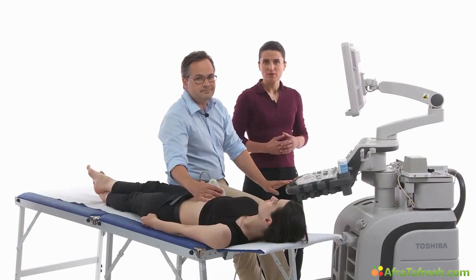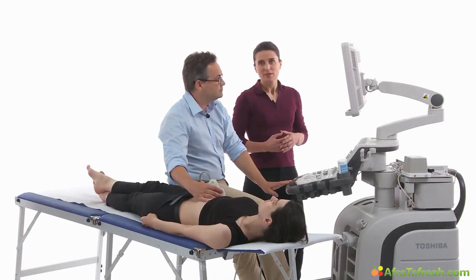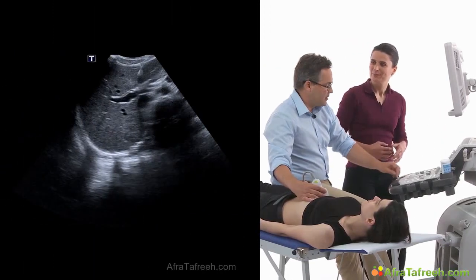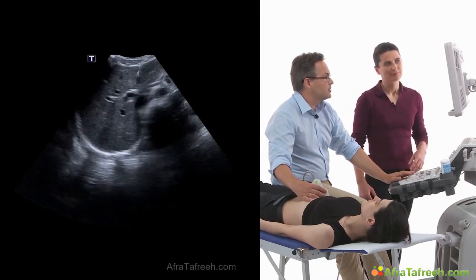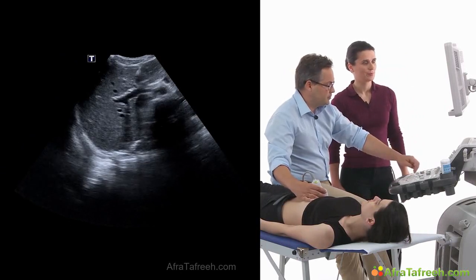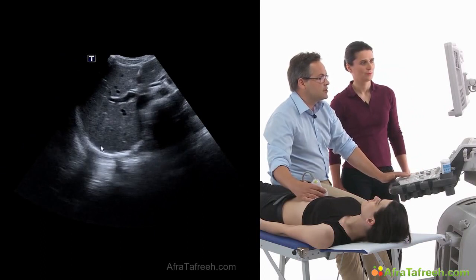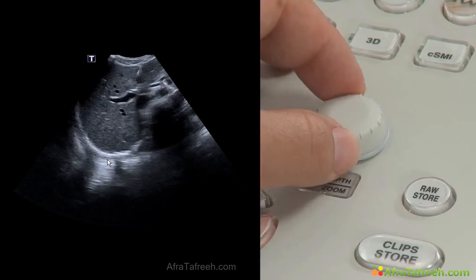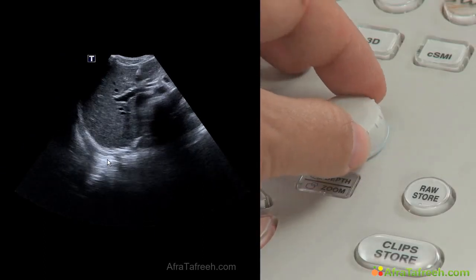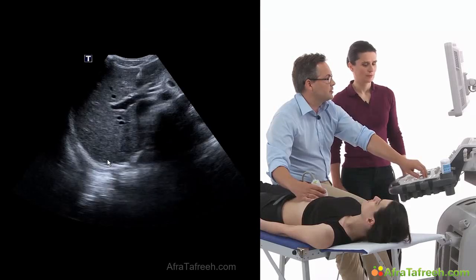It is also important that the area of our interest fills the screen, so we have to adjust the depth of our picture. So over here, we are going to scan the liver, but the liver is only in the upper part of our screen. So we can reduce the depth, and we will increase the size of the picture of the liver.